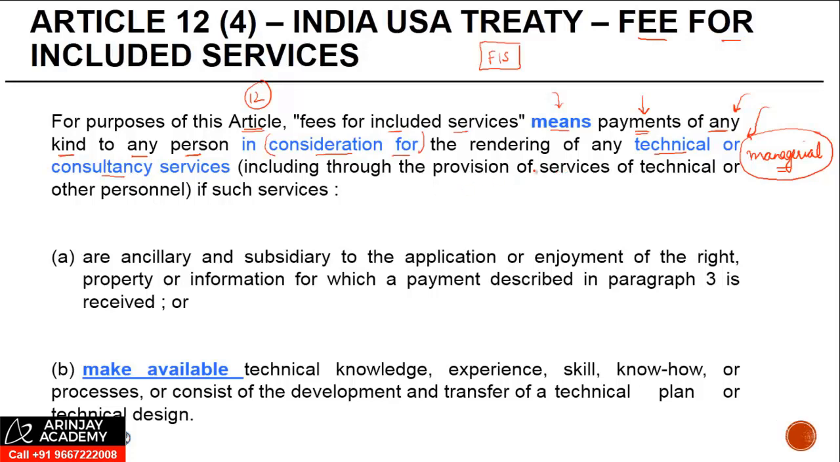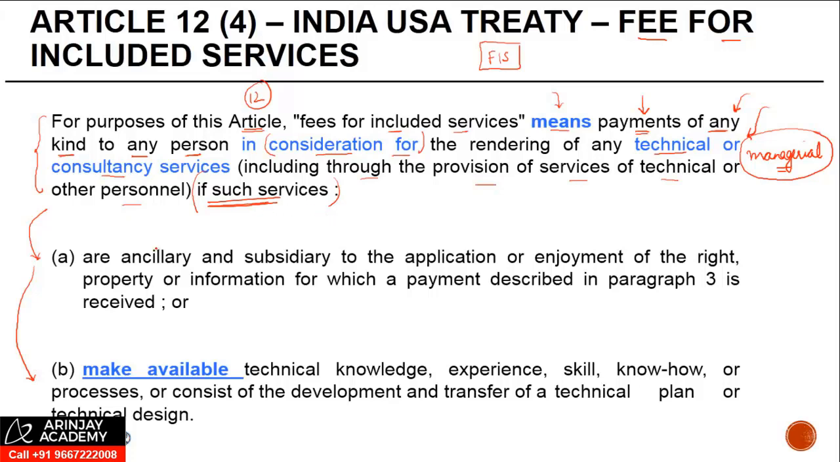So consideration for rendering technical or consultancy services, including through the provision of services of technical or other personnel. So these services could be rendered through the use of some technology, right? Or even through the provision of services of technical or other personnel, if such services. The use of the words if such services points to the fact that even though something is covered within the four corners of these first three lines, it will not amount to FIS unless it is covered under either A or B.